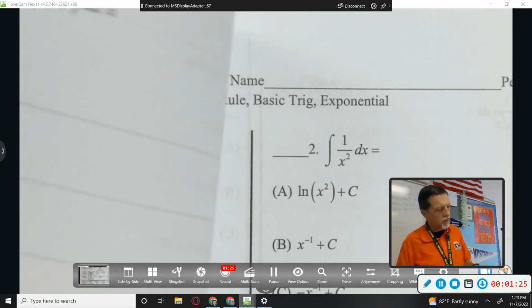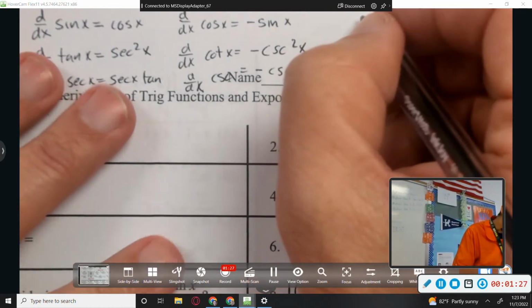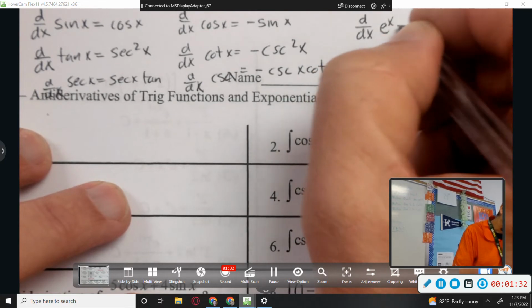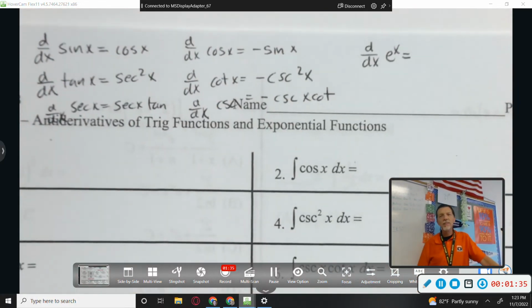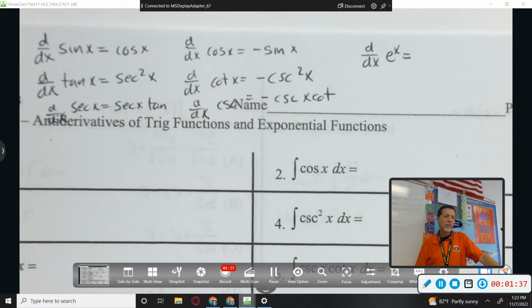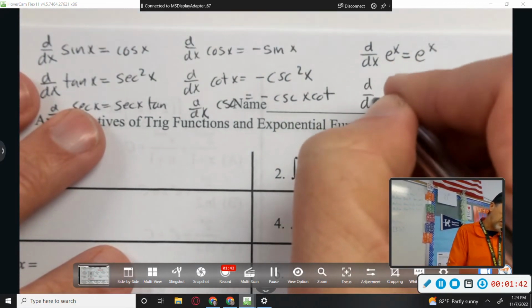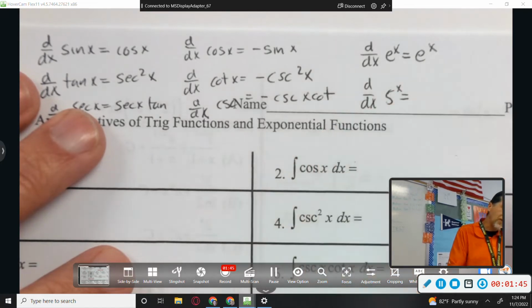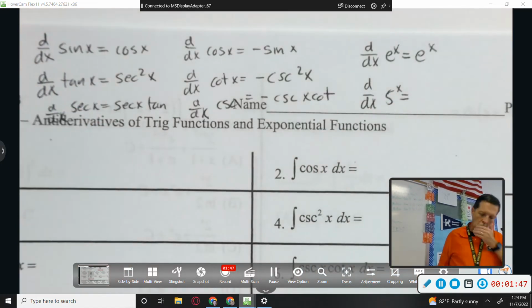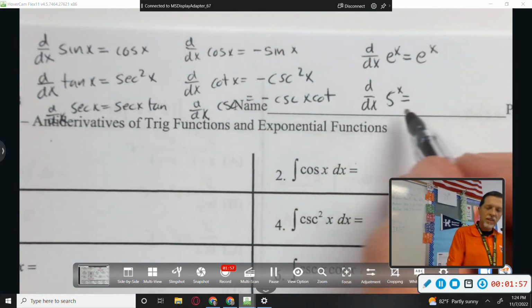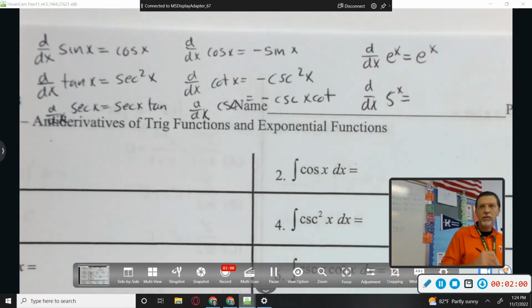I also see some exponents on here, so let's remind ourselves what the exponent rule is. It's our favorite rule. My favorite rule. What's the derivative of e to the x? E to the x. What about the derivative of 5 to the x, though? If you look down at number 16, you might remember what I'm missing. I mean, it doesn't tell you the answer to this, but it might trigger your brain.